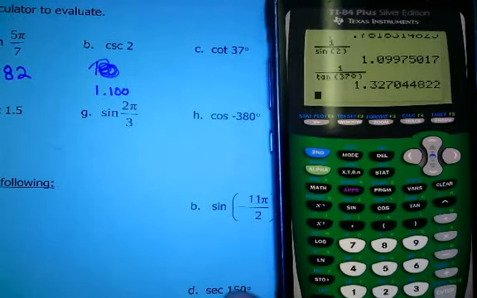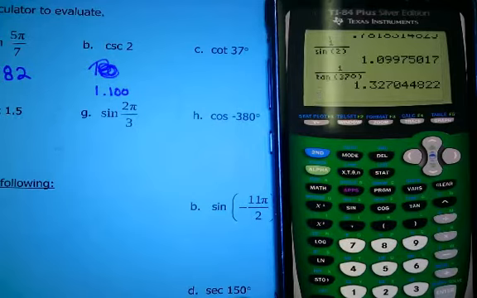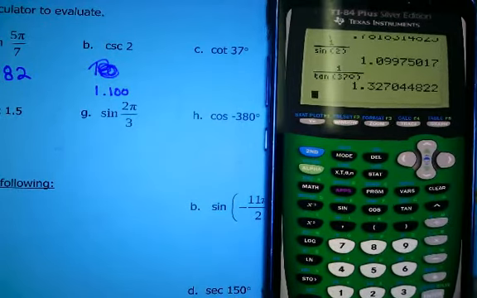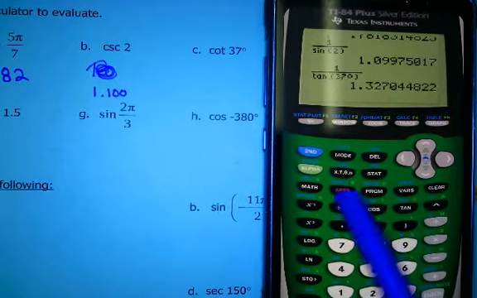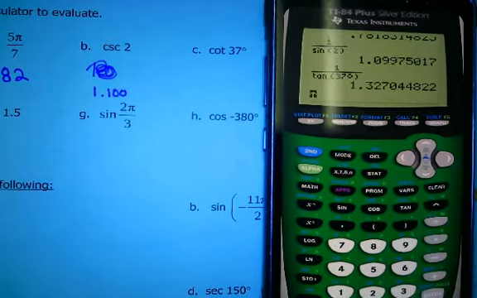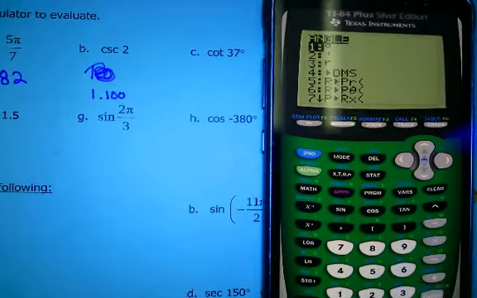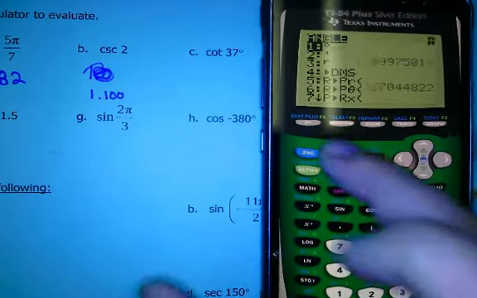Do I need to go over how to find the degree again? So again, it's going to be second, right here, that purple. Mine's purple. I don't know what color yours is. My apps button brings up the angle options.